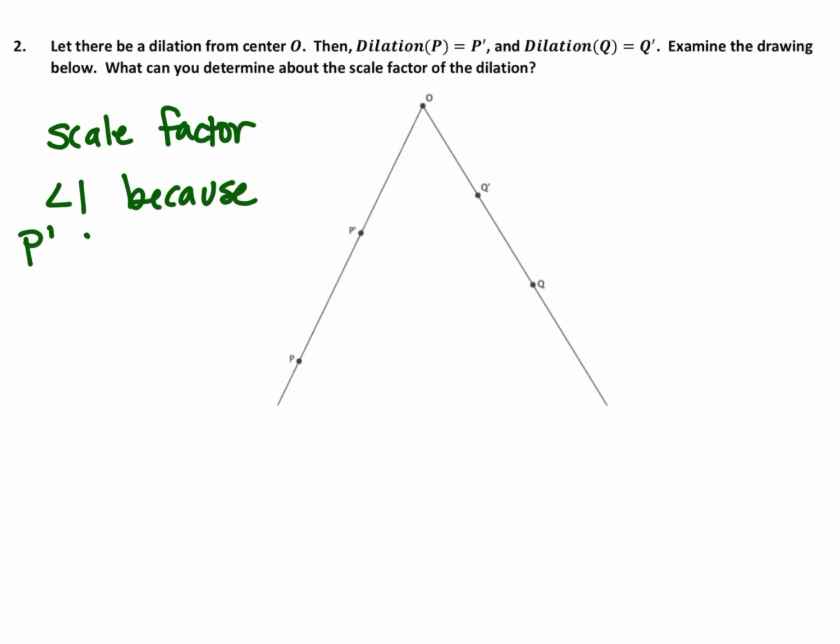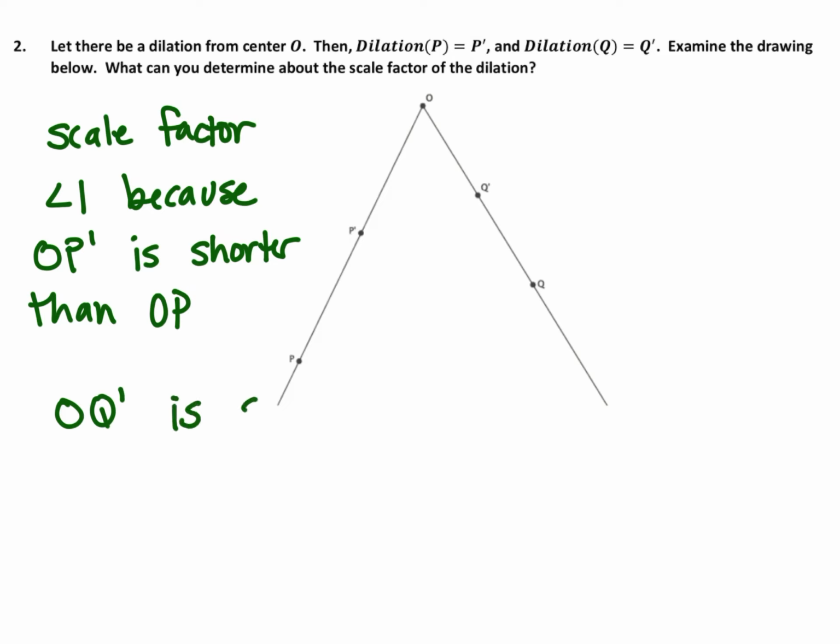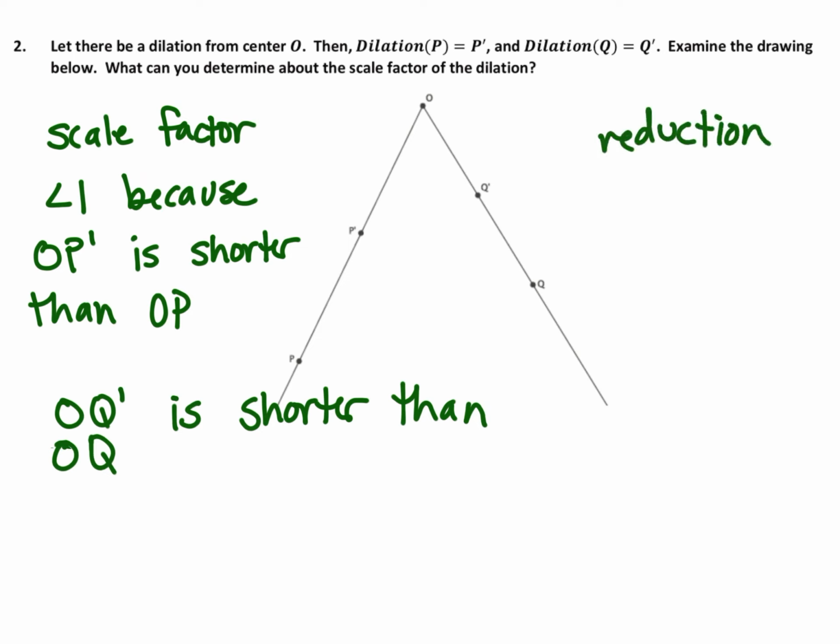has to be less than 1 because OP prime is shorter than OP. The same thing is true about OQ prime: it is shorter than OQ. In 7th grade, we learned that was called a reduction. In 8th grade, we're just going to determine what the scale factor is, and then we will use the number instead of whether it's a reduction or an enlargement.